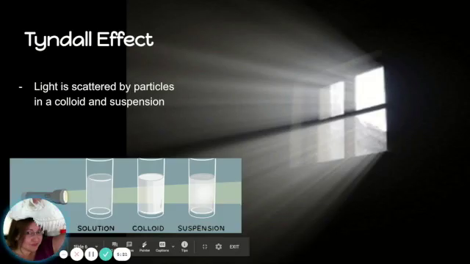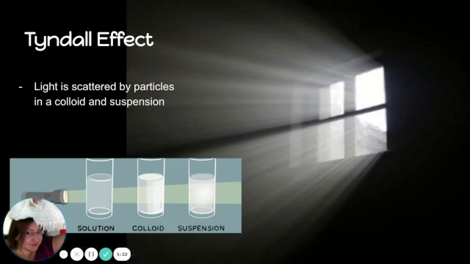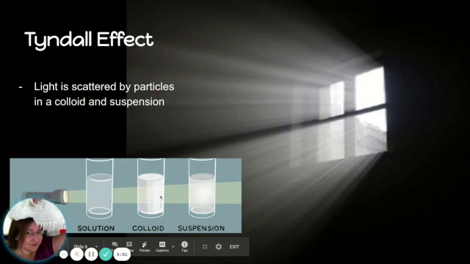The Tyndall effect is one important term that describes the properties of how a suspension and a colloid will act. So, the Tyndall effect refers to the ability for colloids and suspensions to scatter light. In a solution, if you were to shine a light or a flashlight, laser pointer through the solution, you would not be able to see the light dispersed in the material. However, if you were to shine that light through a colloid or suspension, you would be able to see the light in there. And that's because you're seeing the light being scattered by those particles.